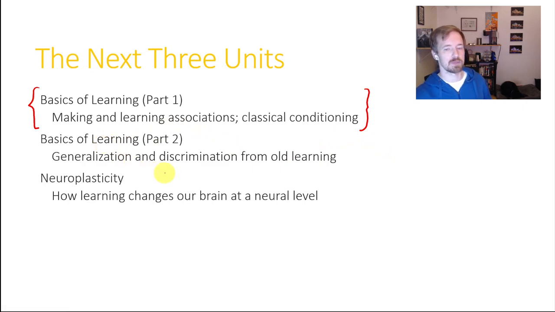Next unit, we're going to be taking that a step further. We're going to learn about classical conditioning and also talk about generalization and discrimination. And then finally, the final unit of this three-unit piece, we'll be talking about neuroplasticity. So we're going to be talking a lot about how the brain changes as a function of experience.